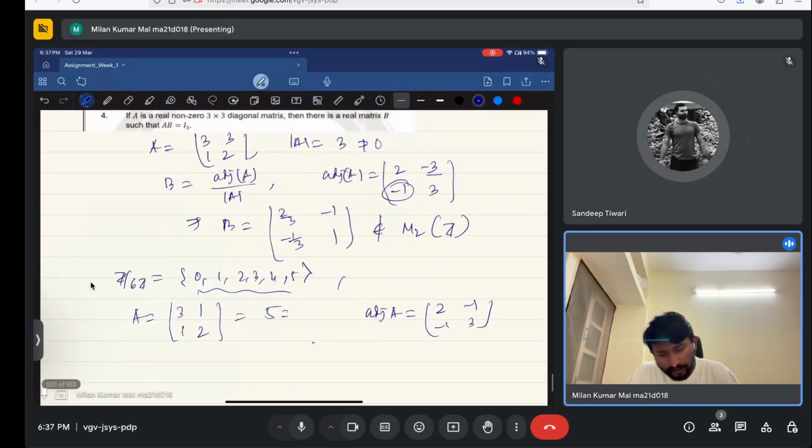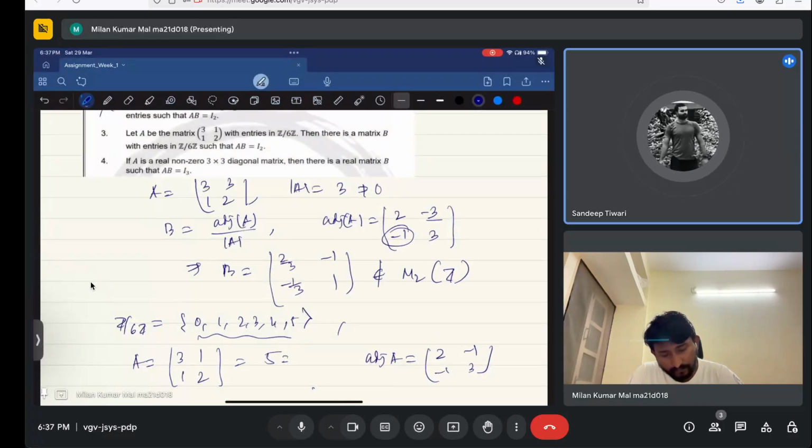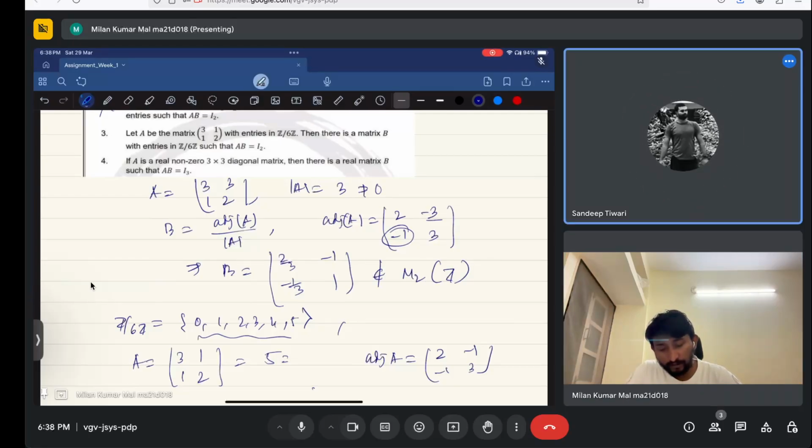No, no, this is correct. Yes, adjoint, yes, sir, correct. Minus 1, this is correct. In the diagonal, we interchange, and the cross diagonal will be multiplied by minus 1. This scheme is for 2 by 2 only, not for others.